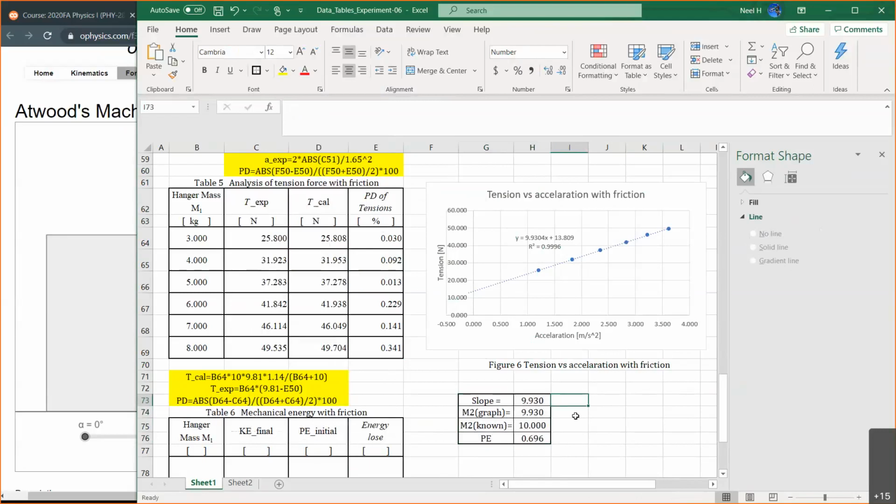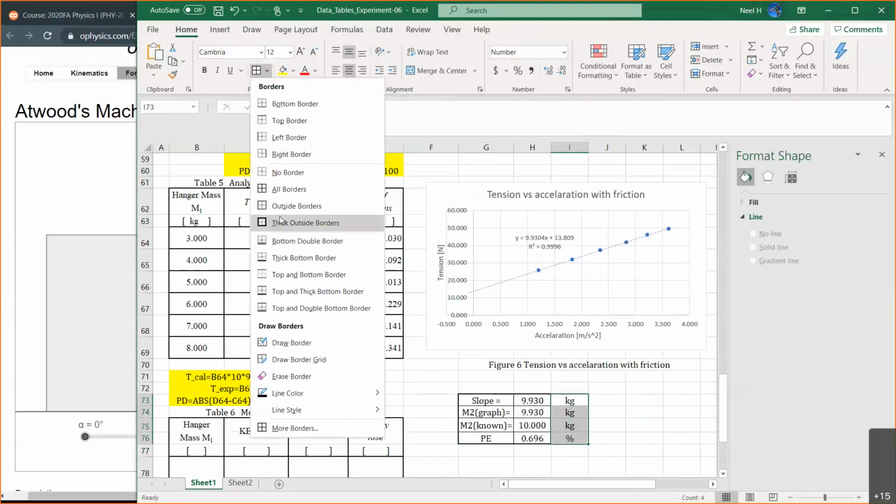All of this has a unit. This should be unit kilogram, this is kilogram, this is kilogram, and this is the percentage sign. I'm making this table right here now because it wasn't included.